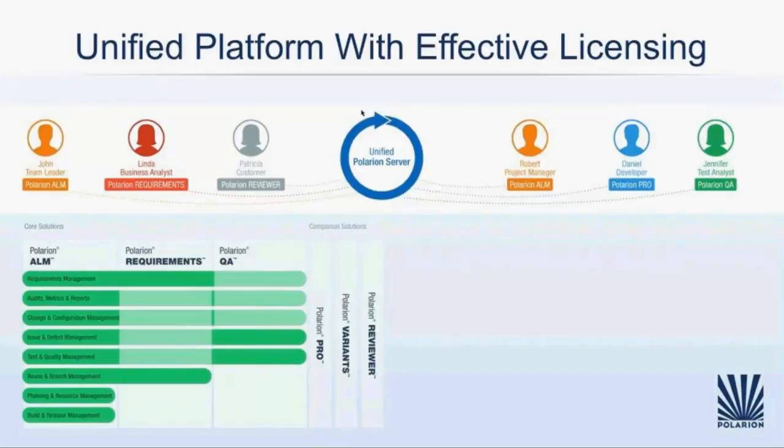Whatever product you buy, we always install a fully featured Polarion server, and customers can combine, for example, Polarion Requirements with Polarion ALM products and other products. It means that business analysts are working with the Polarion Requirements product, and they can collaborate with test managers using the Polarion QA product in the same unified environment by accessing the same data online.